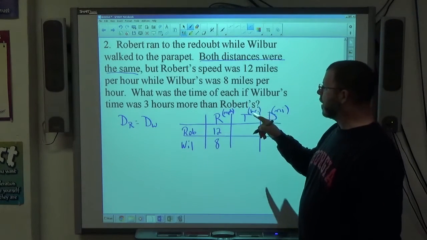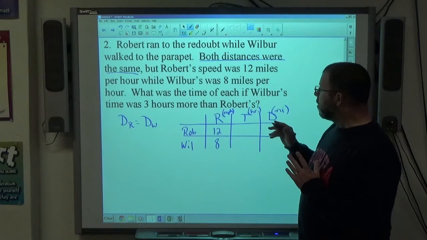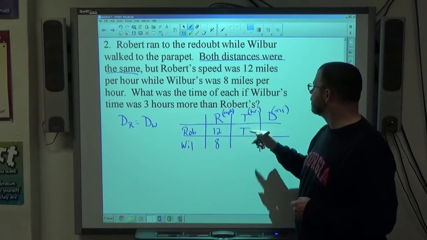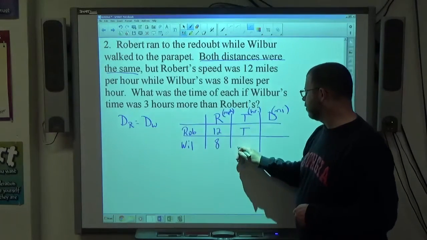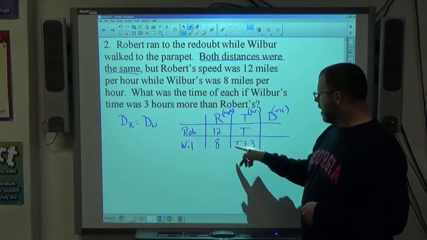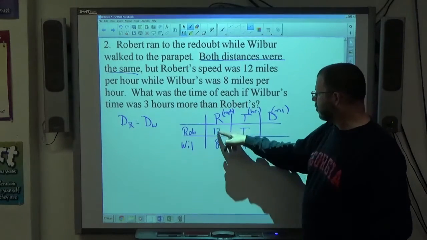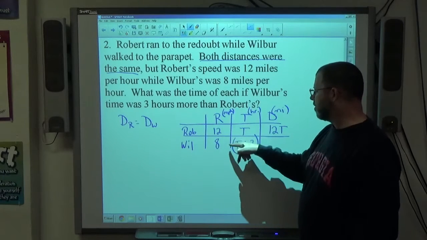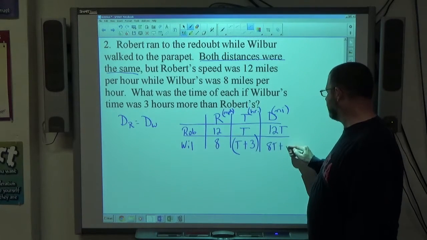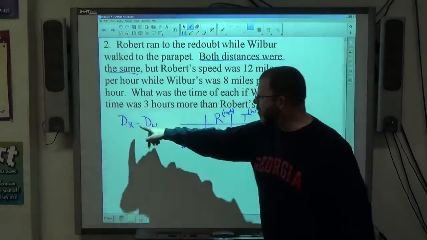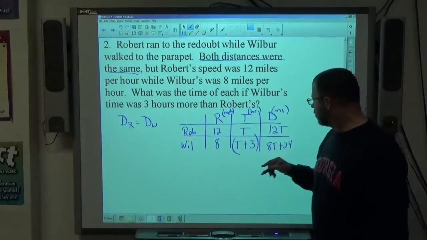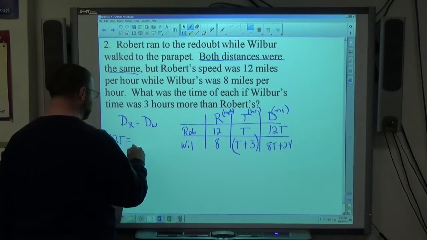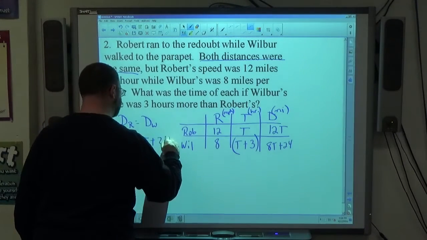If Wilbur's time was 3 hours more than Robert's, okay, so more than Robert, so they're comparing to Robert, I'm going to let Robert be t. Wilbur's 3 more than t, so t plus 3. And then rate times time equals distance. So 12 times t is 12t for Robert's distance. That's a binomial, so distributive property gets me 8t plus 24 is Wilbur's distance. We've already established that the distances are equal, so I know that Robert's distance of 12t should equal Wilbur's distance of 8t plus 24.